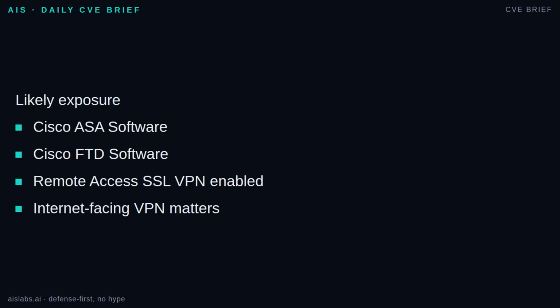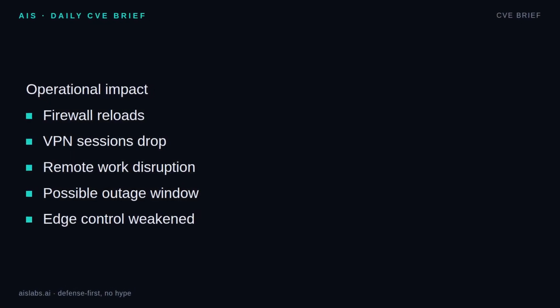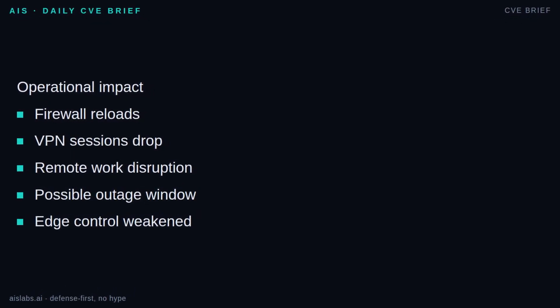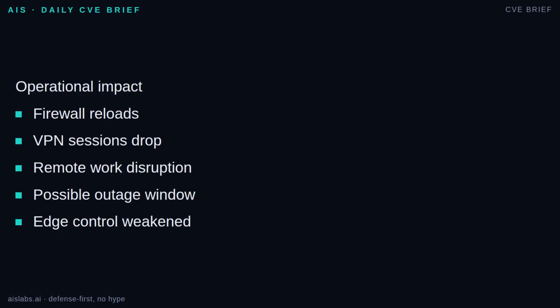If your organization relies on Cisco ASA or FTD for remote access, branch connectivity, emergency administration, or security boundary control, this belongs at the top of today's firewall queue. The real-world danger is disruption. A reload on an edge firewall or VPN gateway can drop active remote access sessions, interrupt business workflows, and create a temporary loss of control at the network boundary. For some environments, that may mean help desk spikes and remote workers locked out. For others, it can affect site access, security monitoring paths, or administrator connectivity.